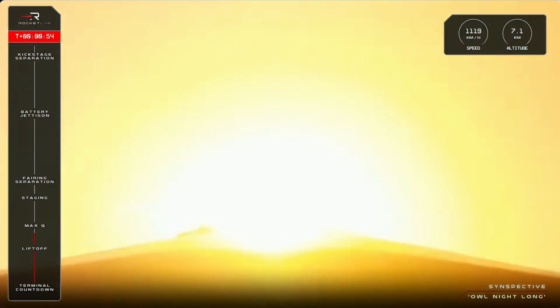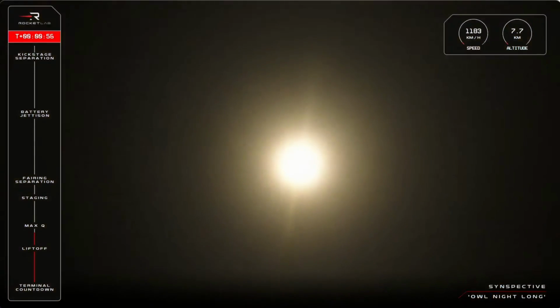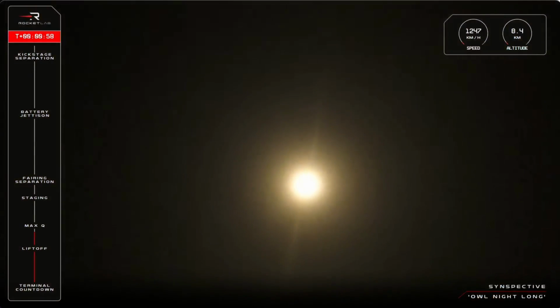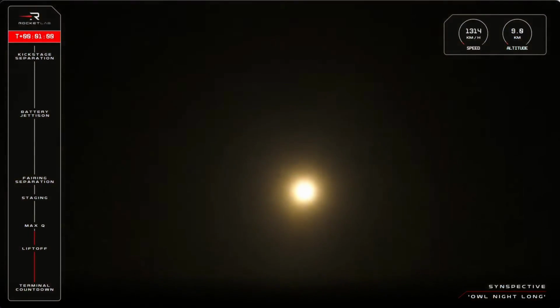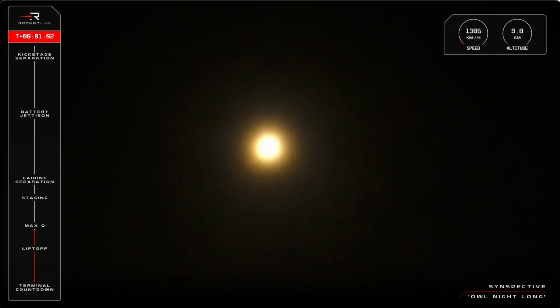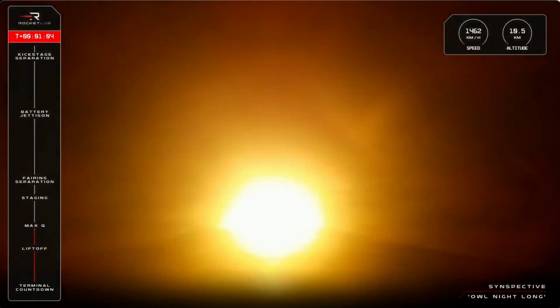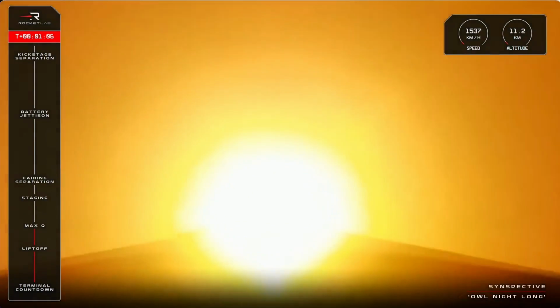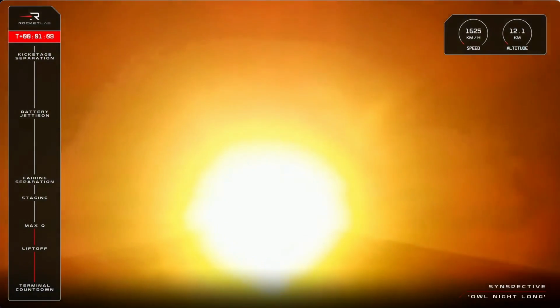Let's listen in for the call from Mission Control for when Electron clears that stage of flight. Approaching Max-Q. Cleared Max-Q.